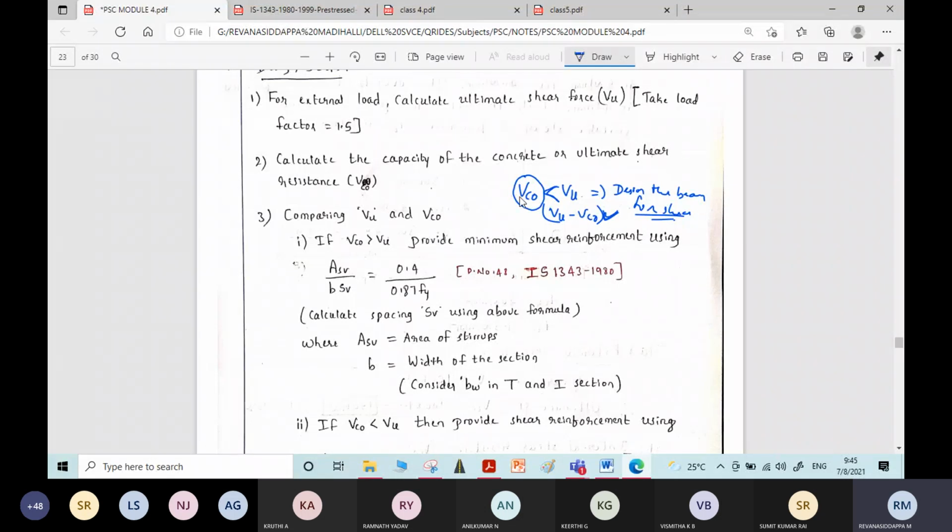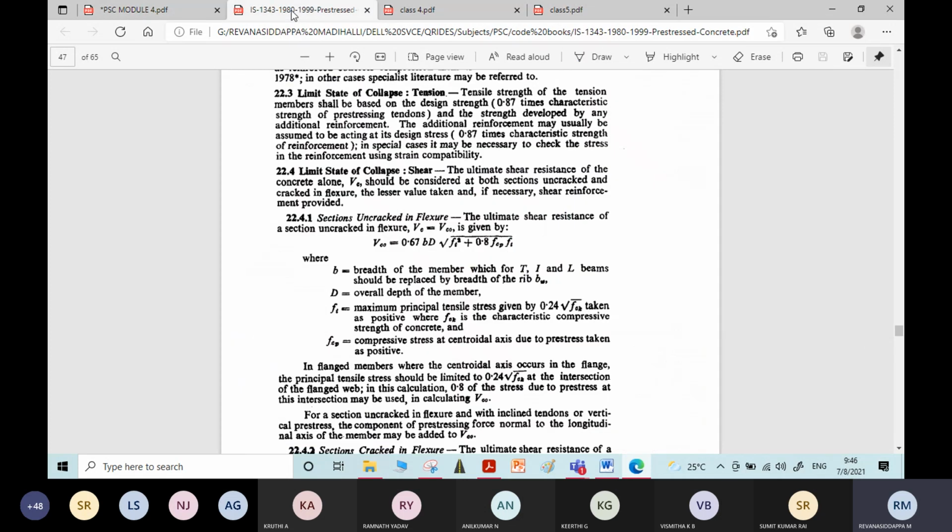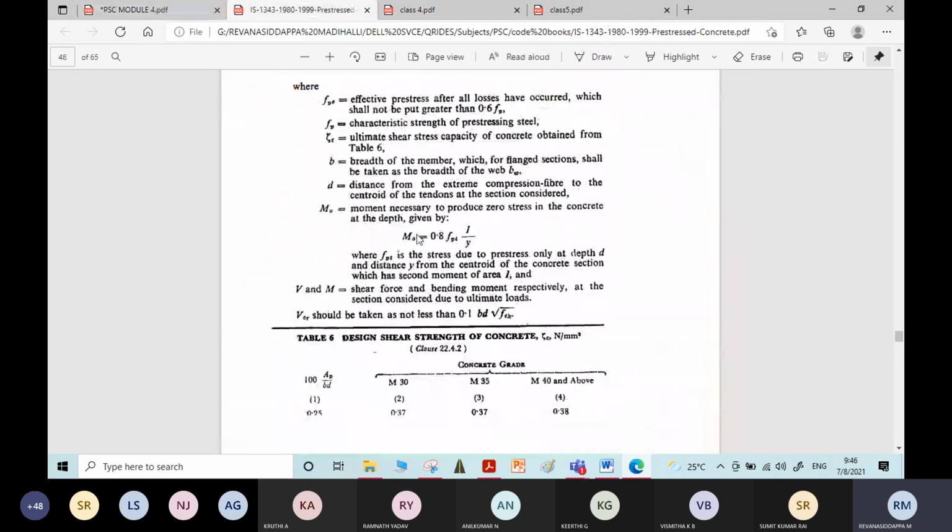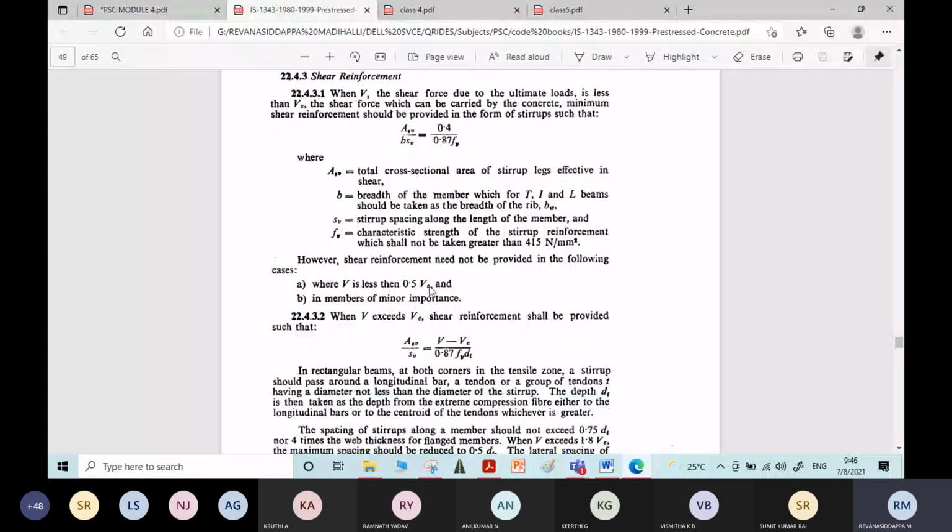If Vc0, meaning the shear resistance of the beam, is greater than the shear force acting on the beam, then we have to provide minimal shear reinforcement, very minimum shear reinforcement as per the code book IS 1343. This formula is also given in page number 48. I will show you. Using this formula, minimum shear reinforcement.